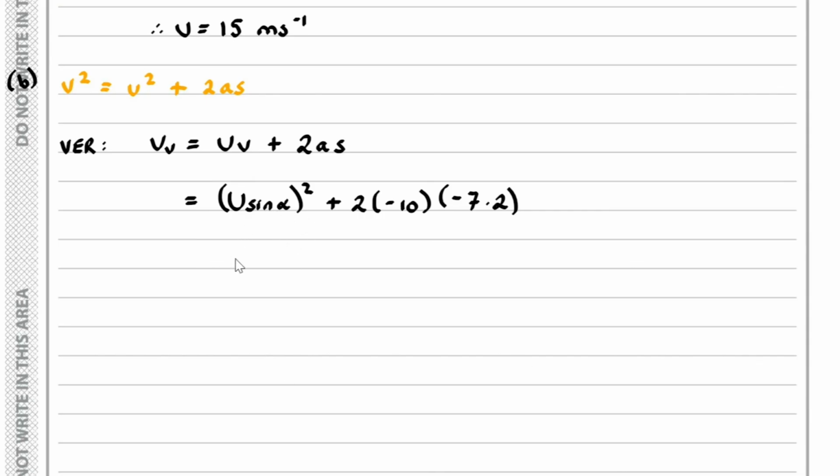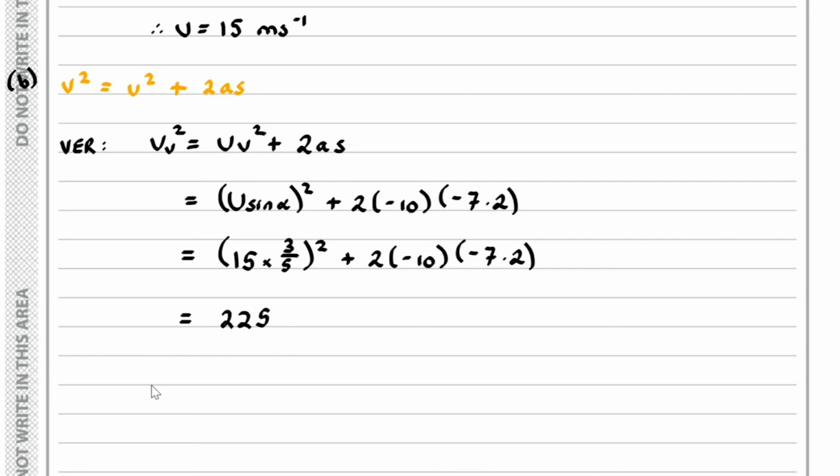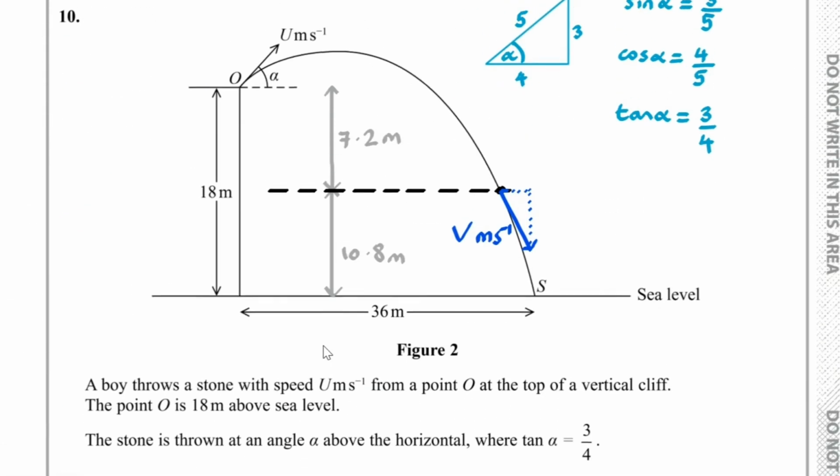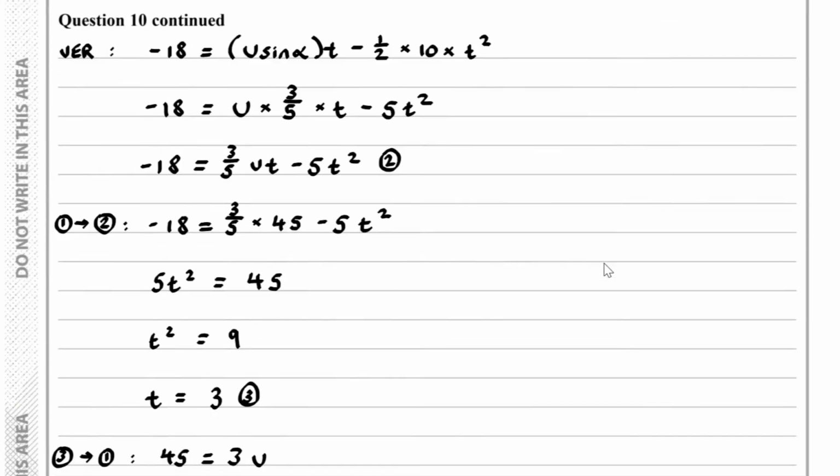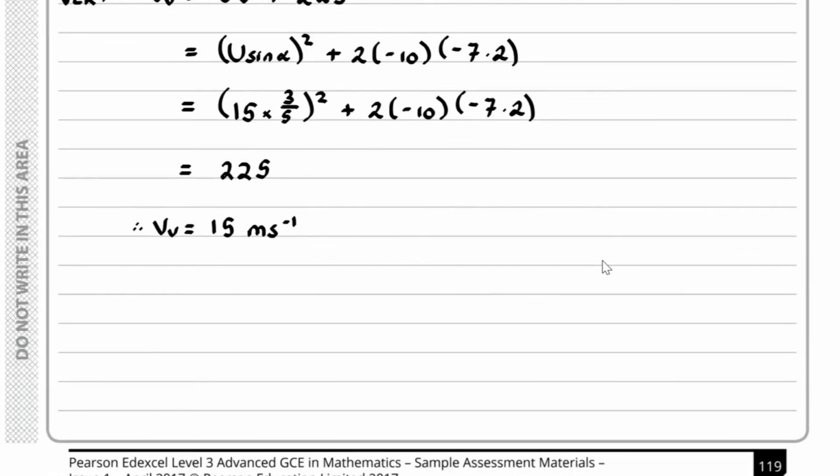And knowing that sine alpha is 3/5, I've got 15, which is u, times 3/5 squared plus this term here. And if I work this out, I get 225. And so therefore, the vertical component is equal to 15 meters per second. So if I go back to my diagram, the vertical component is 15 meters per second. And I can do a similar thing horizontally to find out the horizontal component.